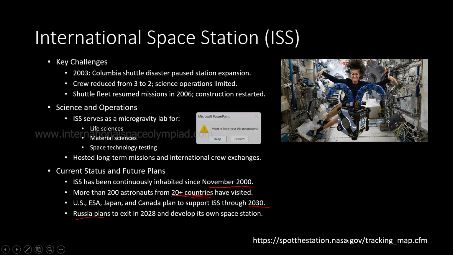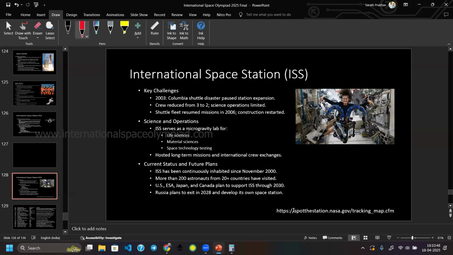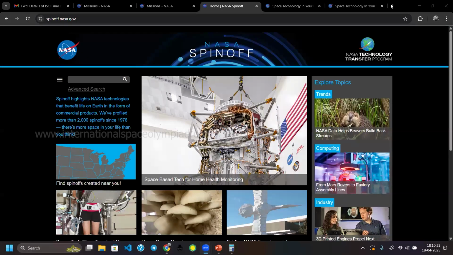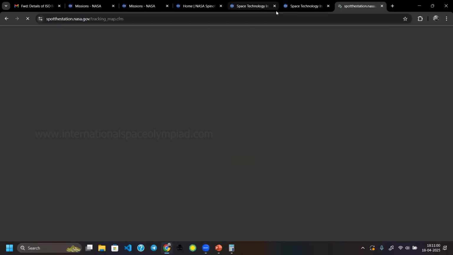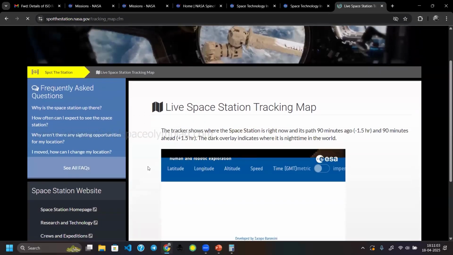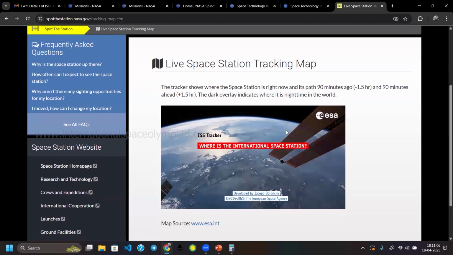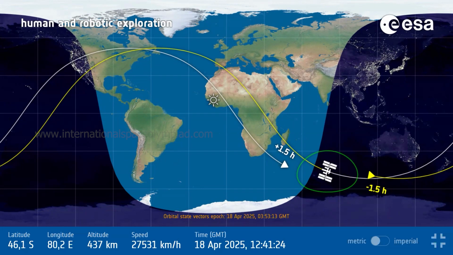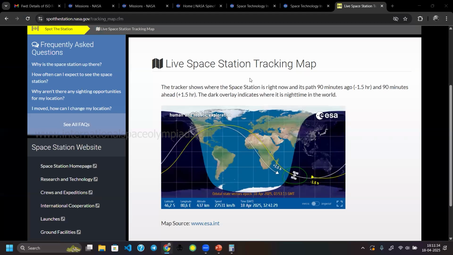Okay, and this is a web address. You can actually see where exactly this space station is right now. So let me show you that. See, this will show you where it is. Just wait for a while. Yeah, see, now it is here. It is on the night side, and it has crossed here. You can see it is at a height of 437 kilometers, where it is located, the latitude, longitude, and the speed, 27,531 kilometers per hour, and the date. So that's it. Okay, anyway, let's go back.